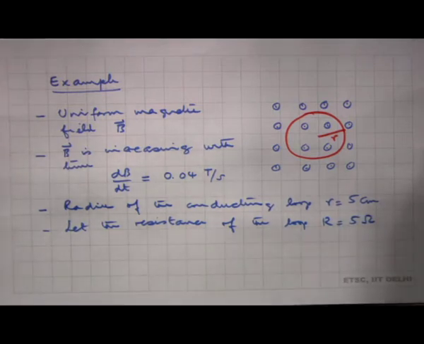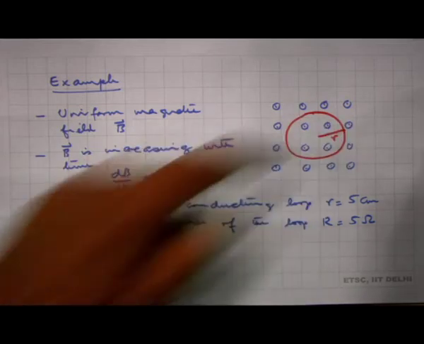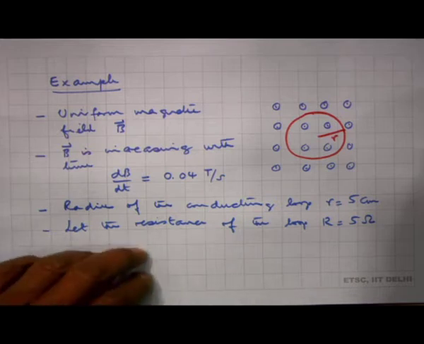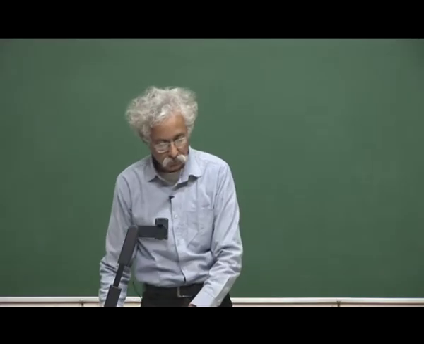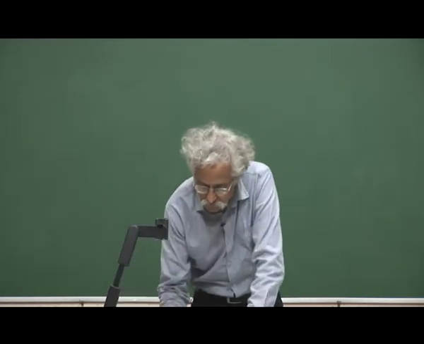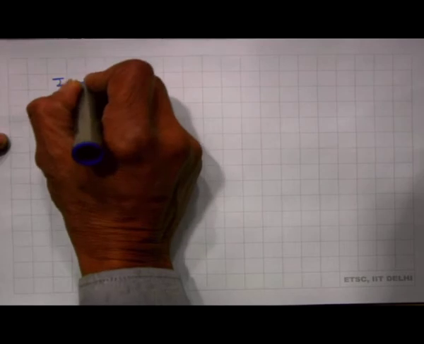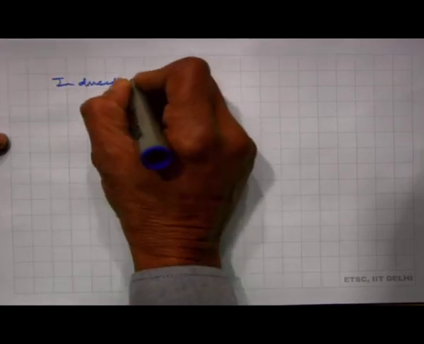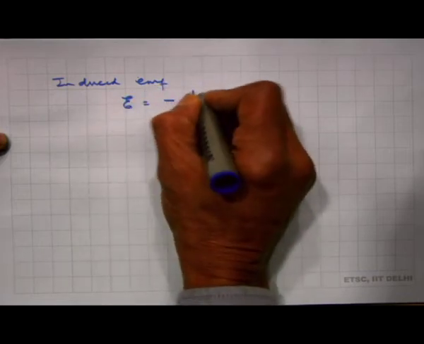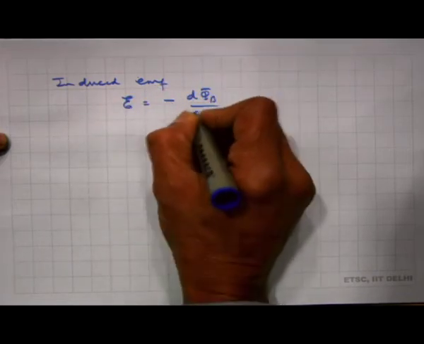So, I have a conducting loop of radius 5 centimeters placed in a uniform magnetic field, and that magnetic field is increasing with time. The resistance of that loop is 5 ohms. Now, what is the induced EMF? Let us calculate the induced EMF. It is equal to minus d phi B by dt.